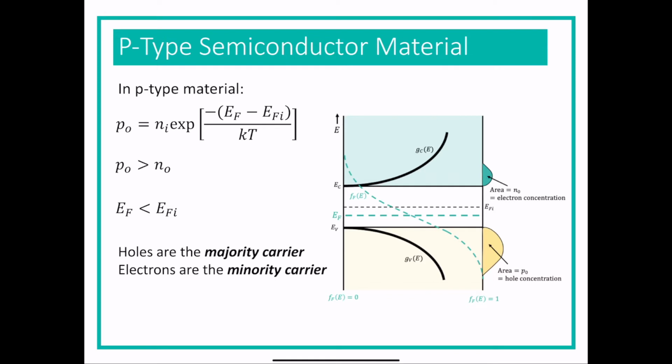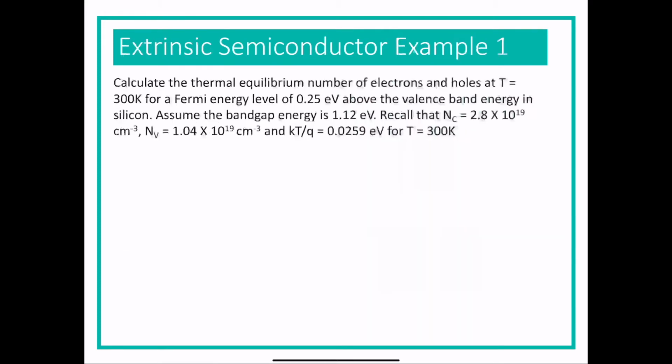And we're going to find the Fermi energy, which is above the valence band by a certain amount. So we've got Fermi energy above the valence band by 0.25 electron volts. We are given the band gap energy of 1.12 electron volts, so we know it's silicon because that's the band gap energy for silicon. We've got the two values of NC and NV, and kT over q, which is the thermal voltage, and T is 300 K, so we don't have to do any temperature adjustment in this particular thing.